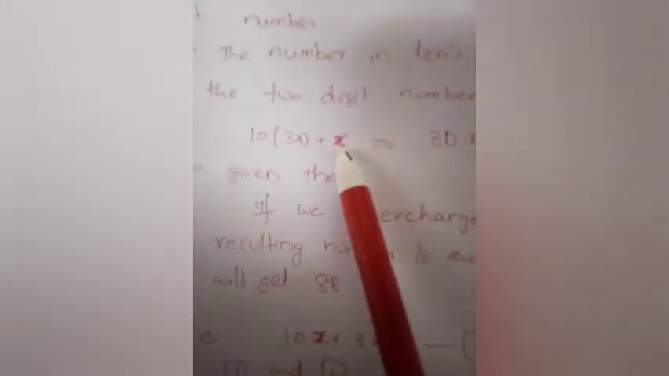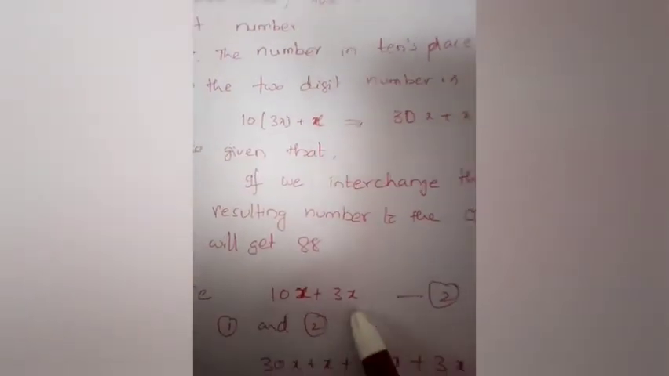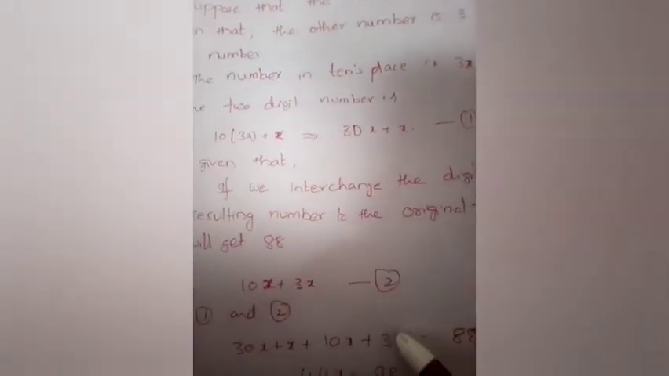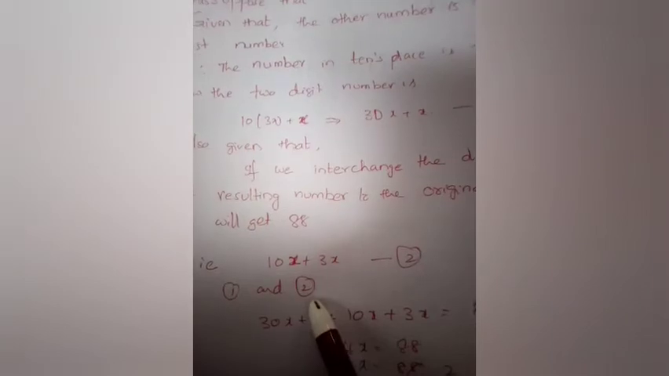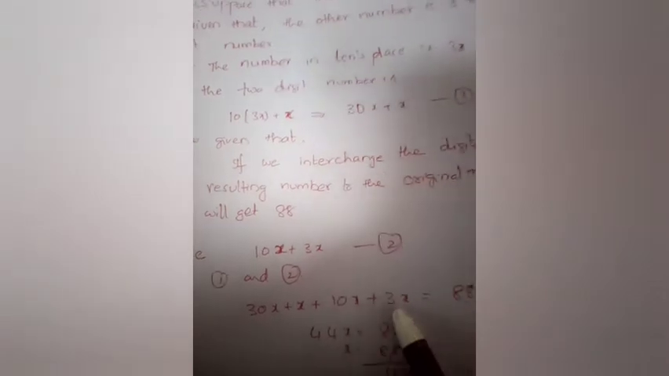Also given that if we interchange the digits and add the resulting number to the original number, we'll get 88. So I am interchanging: this x comes this side, and 3x comes this side. So 10x plus 3x is equal to... this is the first one. After interchanging, we got another one, the second equation. Now add 1 and 2. That is, the first one is 30x plus x, plus the second one 10x plus 3x, is equal to 88.